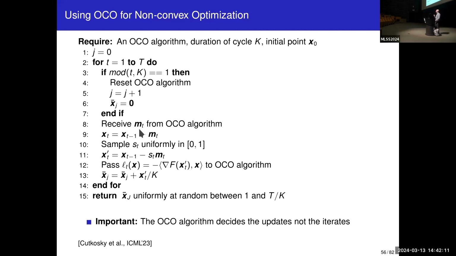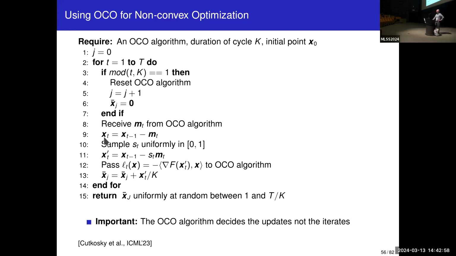Now, how do you use the online convex optimization algorithm? You would be tempted to say, I have an online convex optimization algorithm, whatever it tells me is xt, I query the gradient on xt. This is the normal thing that you would do, a stochastic gradient descent kind of approach. But it's not the right thing. Whatever the algorithm tells you to do is not the point in which you query the gradient, but instead that is the update. So the online convex optimization algorithm gives you a vector, let's call it mt, and you update with mt. So the online convex optimization algorithm constructs the update for you.